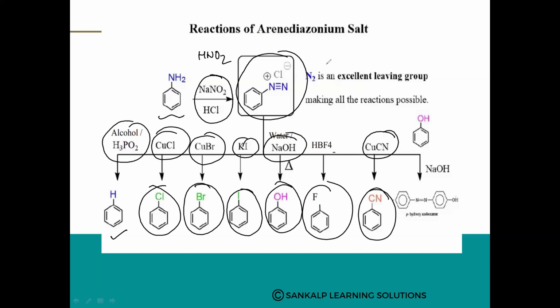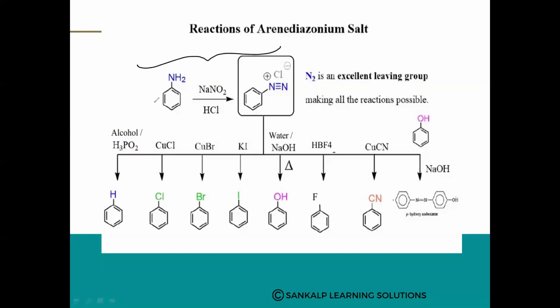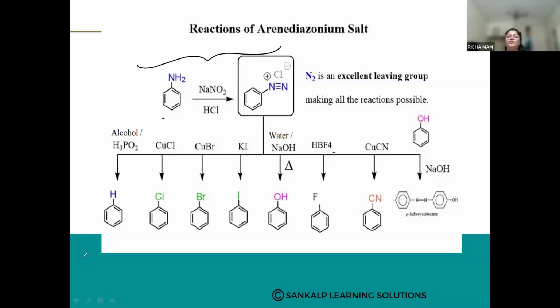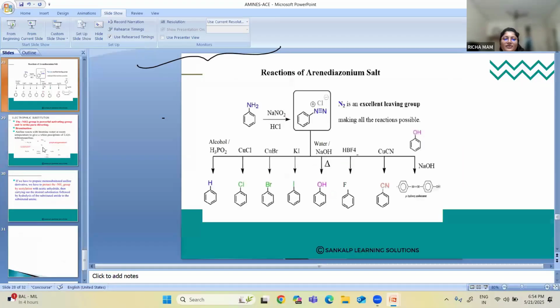As we know, N2 is an excellent leaving group, so all these reactions are possible. Remember how you get the benzene diazonium salt: aniline reacting with sodium nitrite in the presence of concentrated HCl gives nitrous acid. Is it clear?